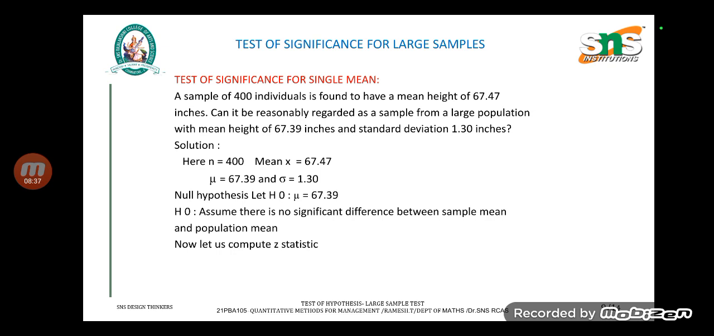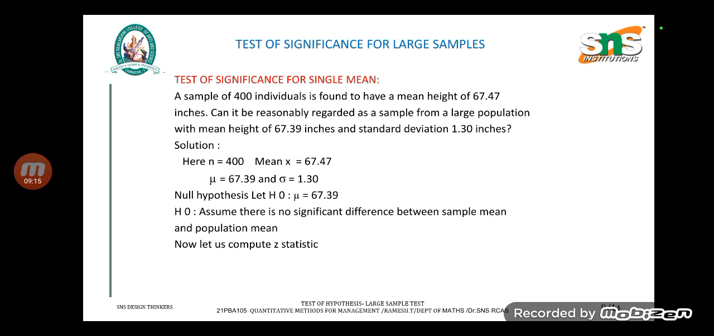So what is the question here? We have 400 individuals, and their average height was 67.47 inches. We want to conclude whether the sample comes from a large population with mean height 67.39 inches and standard deviation 1.3 inches. That is our question. What is given? n is 400, the sample mean is 67.47, the population mean height is 67.39 and the standard deviation is 1.30.